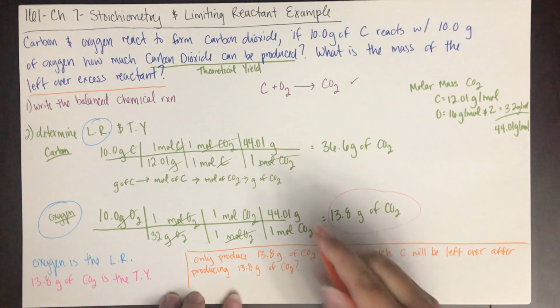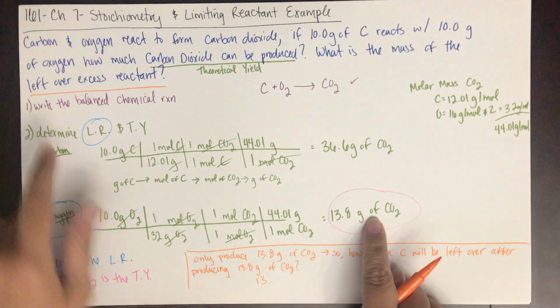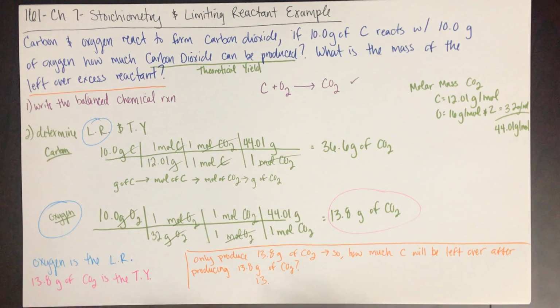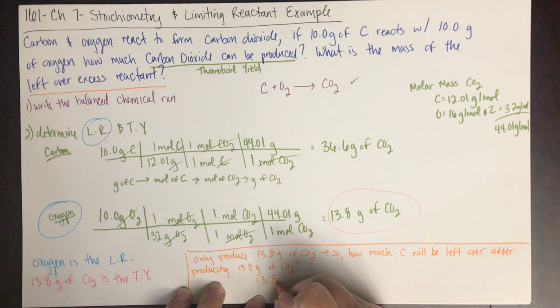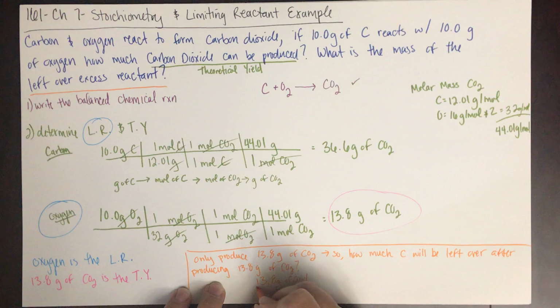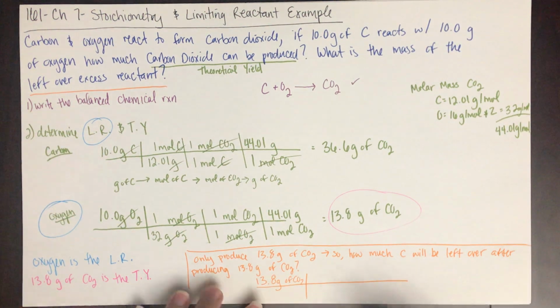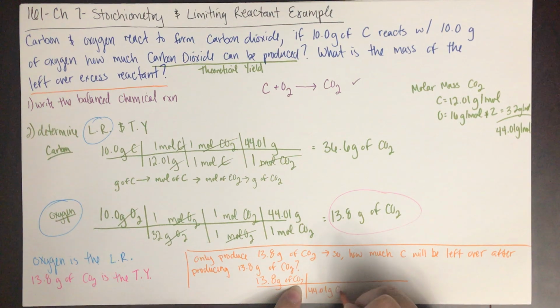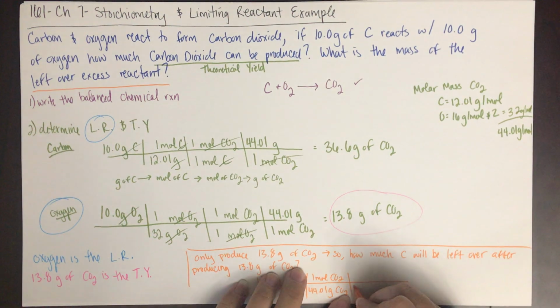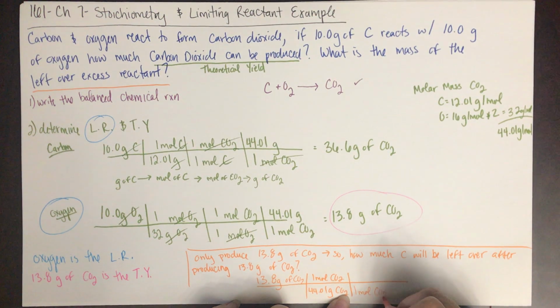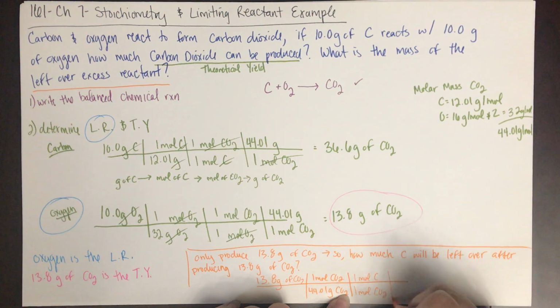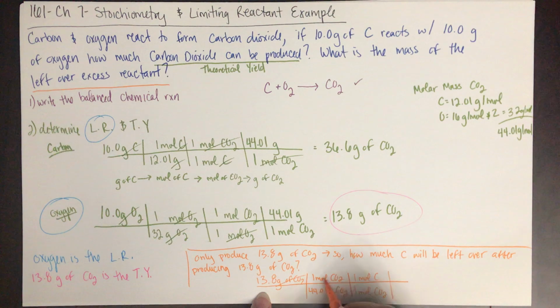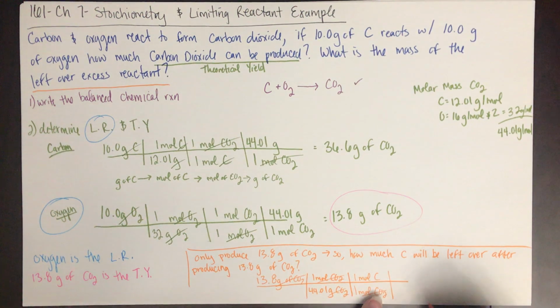So I'm going to start with this theoretical yield. I'm going to say, how much carbon does it take to make 13.8 grams of carbon dioxide? So 13.8 grams of carbon dioxide, kind of going backwards here. I want to go from grams of carbon dioxide to moles of carbon dioxide. So I'm going to say 44.01 grams of carbon dioxide in 1 mole of carbon dioxide. It's a 1-to-1 ratio, 1 mole of carbon dioxide for 1 mole of carbon. So now I've gone from grams of carbon dioxide to moles of carbon dioxide to moles of carbon.